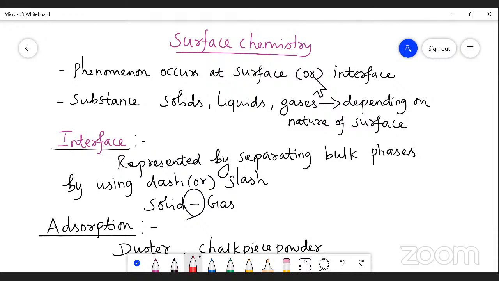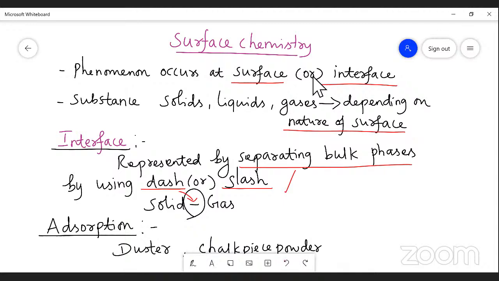So when you talk about substances like solids, liquids, and gases, those properties can be well explained on the basis of the nature of a surface. And what is called an interface? This is represented by separating the bulk phases. We know that bulk means inside the medium and the surface means outer. So the bulk phases are separated by using a simple dash or a slash like this.